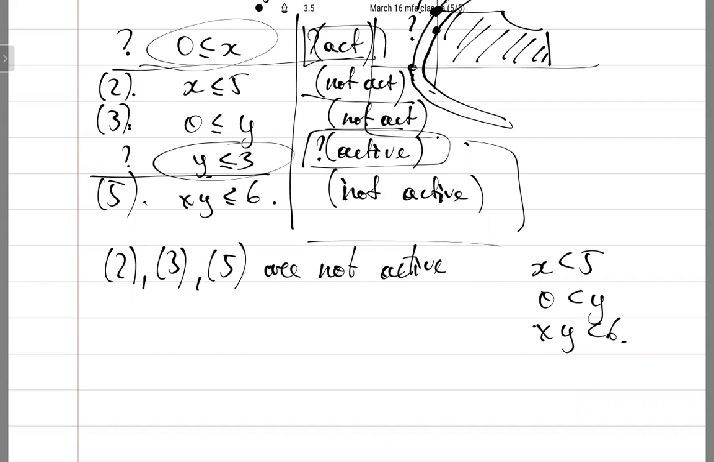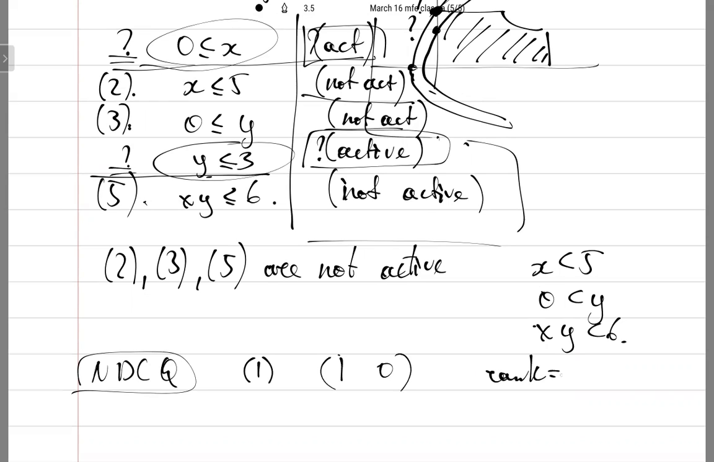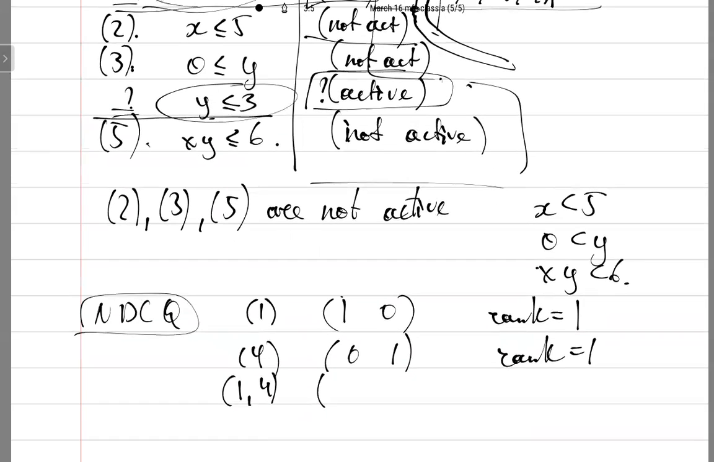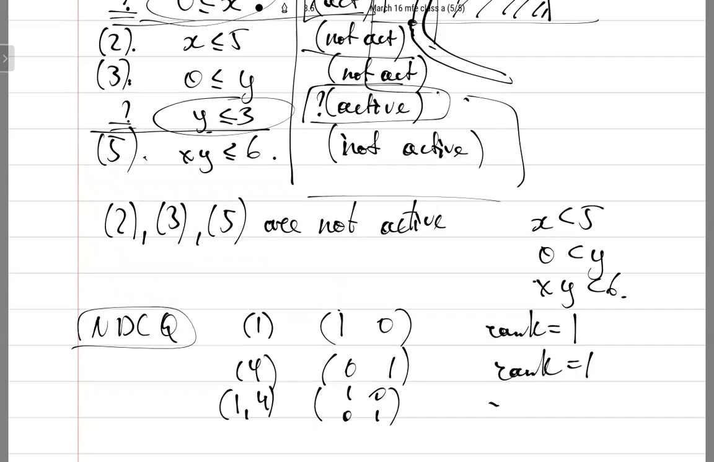So I say, okay, these are not active. I do not check in DCQ. So I check in DCQ only for the first one and for the last one. If only the first one is active, I have 1, 0, it's full rank equal to 1. If only number 4 is active, 0, 1, rank 1. If both are active, it will be 1, 0, 0, 1, rank is 2, and DCQ is satisfied.